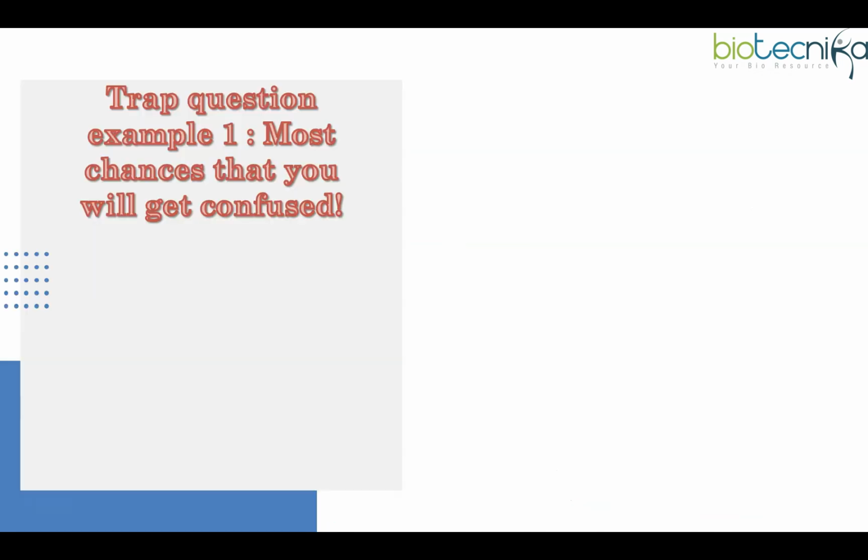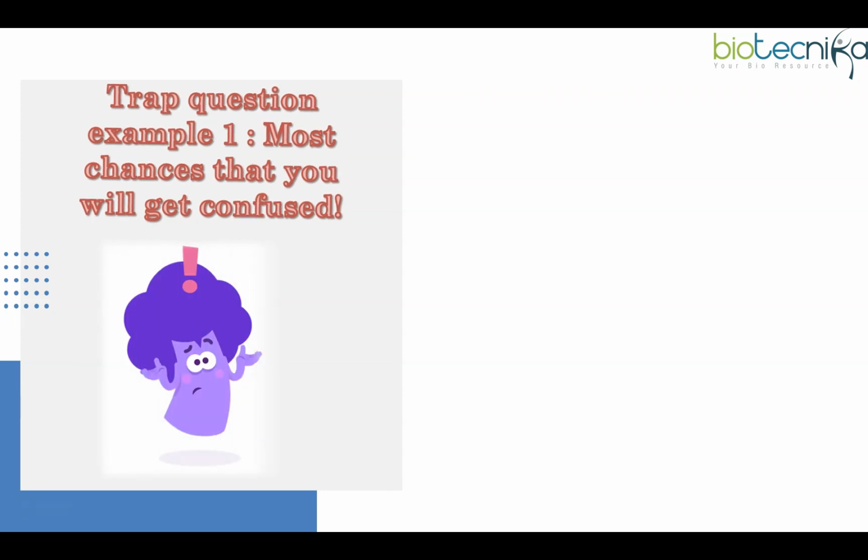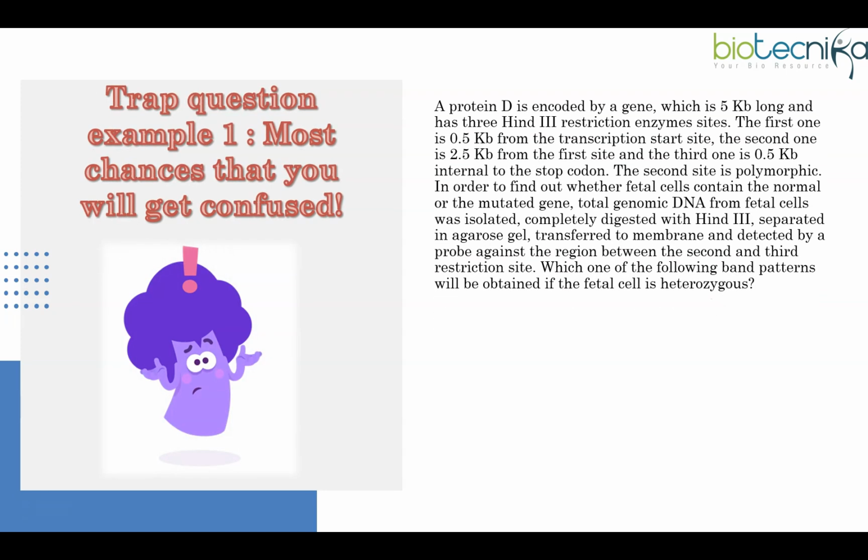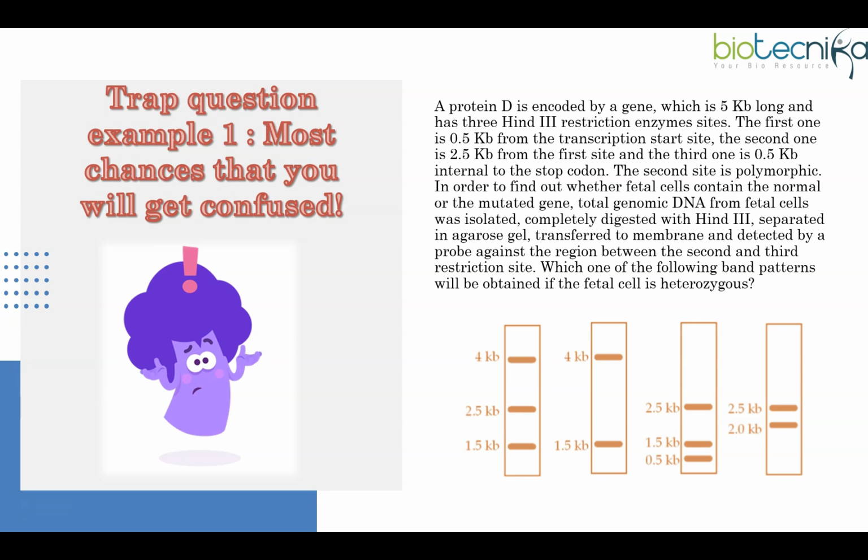Beware of the trap questions. Now, what is a trap question? Most chances are that you will get confused. One example, this is from unit 13. Now, to answer this kind of question, as you can see here, many words are used, like polymorphic, then transcription start site, then heterozygous. So all these things, heterozygous, transcription site, restriction, digestion, you have to know all these concepts. You have to be familiar with this.